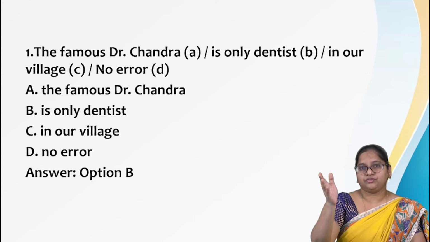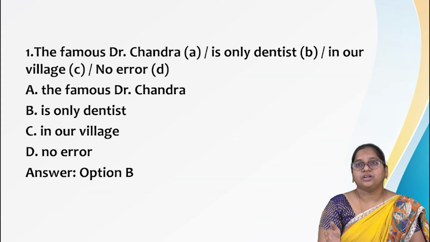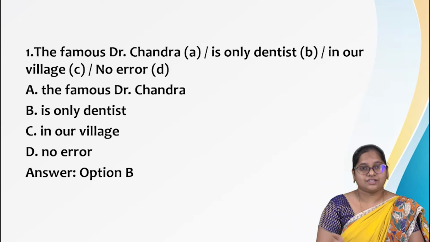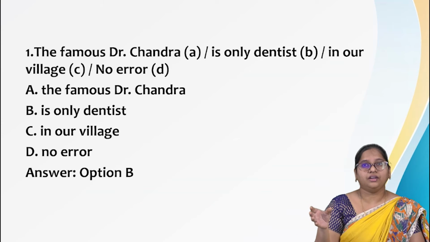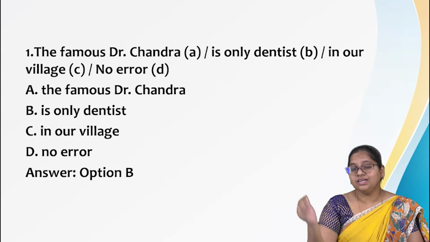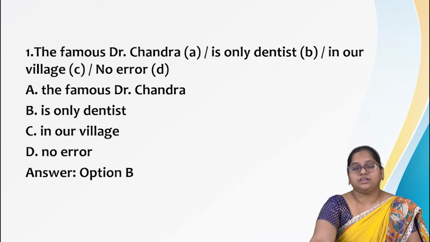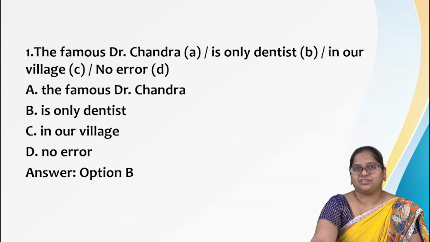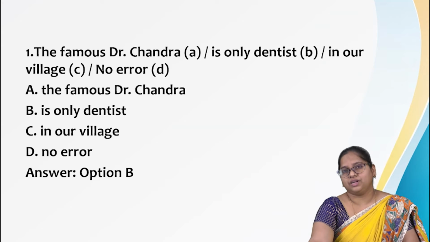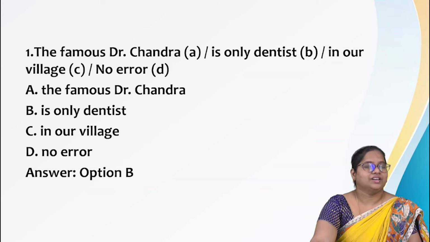See here, one partition: The famous Dr. Chandra, next slash, is only dentist, slash, in our village, slash, no error. You see A, B, C, D, four options given there, neatly arranged for you here. Write down the question. A, the famous Dr. Chandra. B, is only dentist. C, in our village. D, no error. Answer? You can see it.